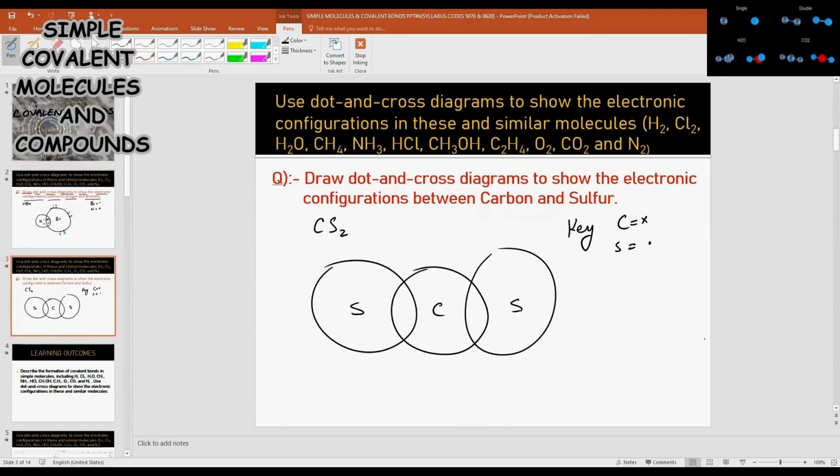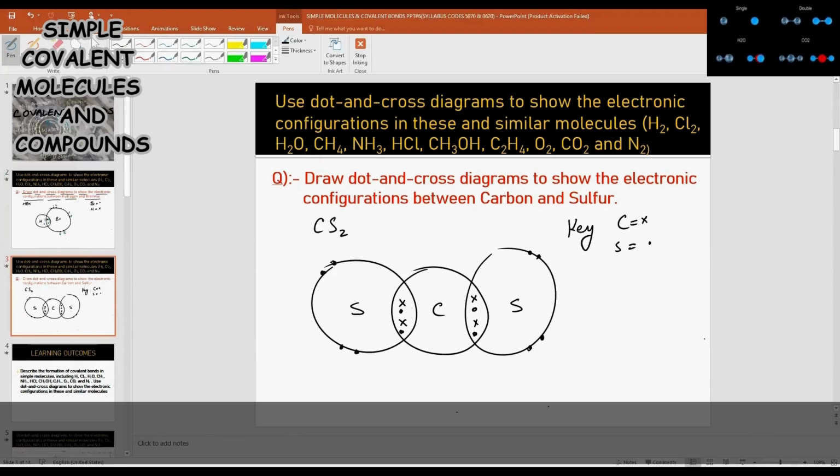Now let's show the valence electrons of carbon. There are 4 electrons in carbon as it belongs to group 4: 1, 2, 3, 4. Now start placing the electrons of sulfur. It belongs to group 6. There should be 6 valence electrons: 1, 2, 3, 4, 5, 6. For the next sulfur, it will be 1, 2, 3, 4, 5, 6.